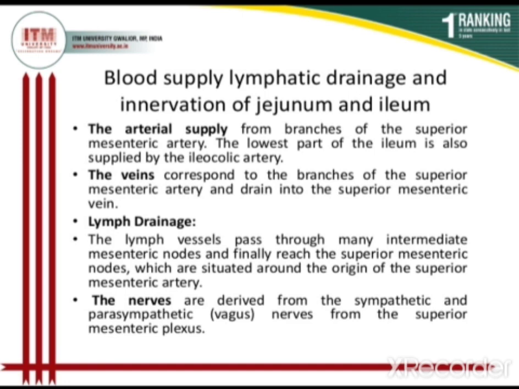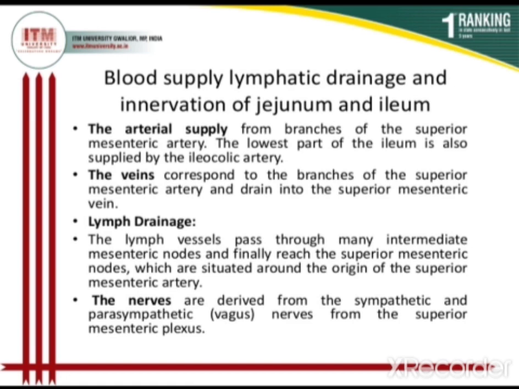For lymph drainage, the lymph vessels pass through many intermediate mesenteric nodes and finally reach the superior mesenteric nodes, which are situated around the origin of the superior mesenteric artery. The nerves are derived from the sympathetic and parasympathetic vagus nerves from the superior mesenteric plexus.